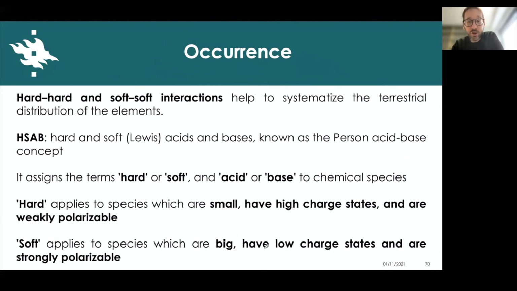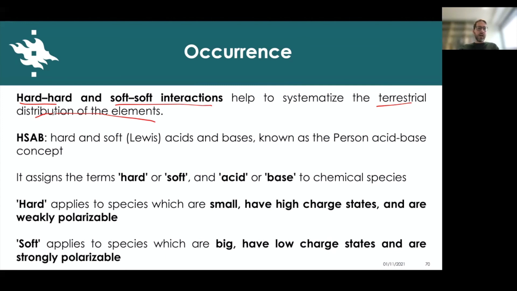All right, we can also predict the occurrence of the different elements based on the regions in which they are on the periodic table. We can see a kind of periodic variation in how the different elements located in different regions of the periodic table occur in nature. In this context, the concept of hard and soft interactions is useful and helps us to systematically understand this terrestrial distribution of the different elements.